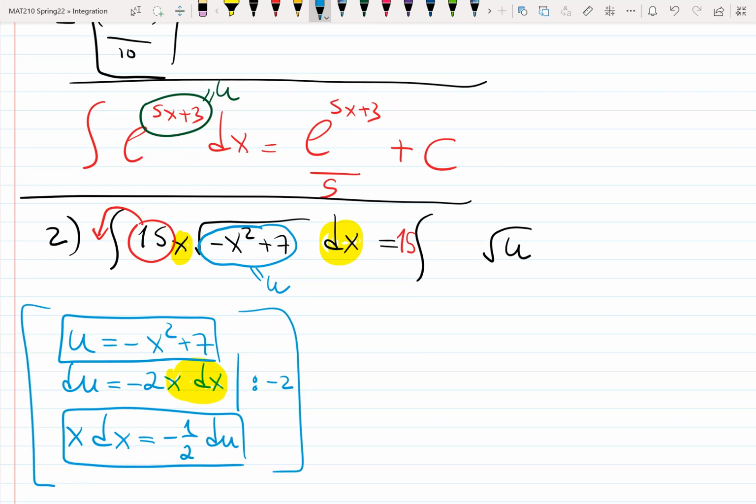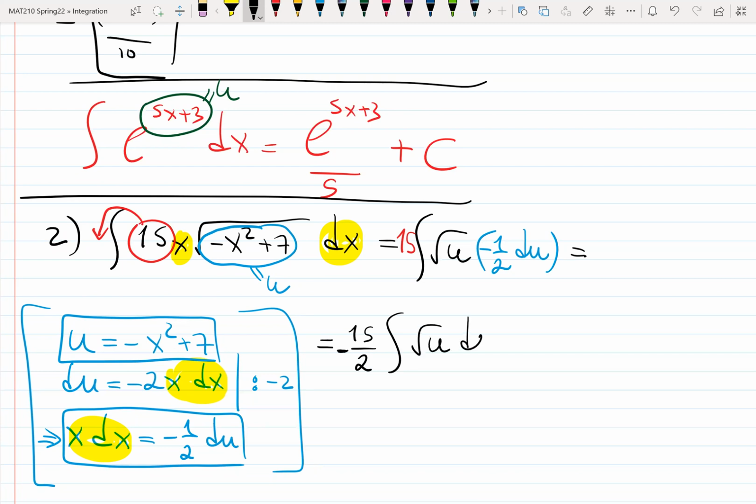And this is my u substitution. So 15 is outside, square root of u, and then in yellow, x dx. That came from the previous equation: minus 1/2 du. Kick out minus 1/2. 15 over 2, so minus 15 over 2, integral of square root of u du. Integrate that. We just did this already, so I will skip some stuff. It's going to be u to the 3/2 divided by 3/2, so times 2/3.